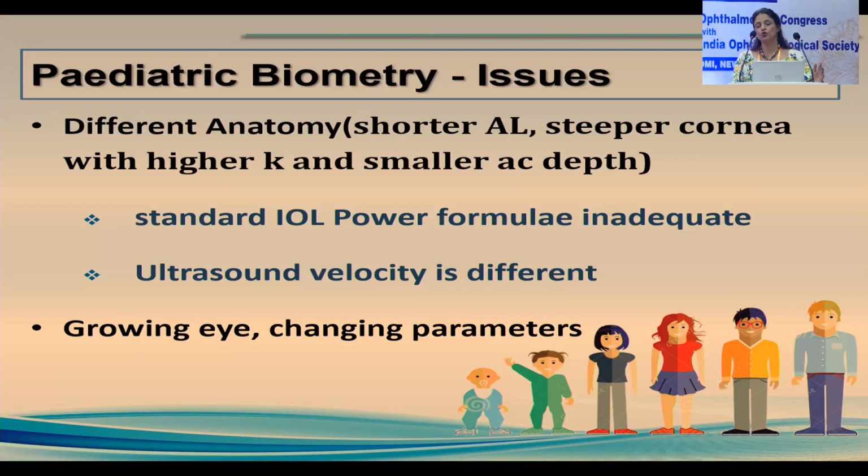Besides this, children have a different anatomy. They are not the same as adult eyes. They generally have a shorter axial length, a steeper cornea with higher keratometry readings, and a deeper and smaller AC. So the standard IOL power formulas which we use for adult eyes are inadequate. This is because in these cases we are doing ultrasonic measurements, and the ultrasound velocity in different components is different. We all know that. The second issue is the growing eye, which I've already talked about, so the parameters change as growth occurs.